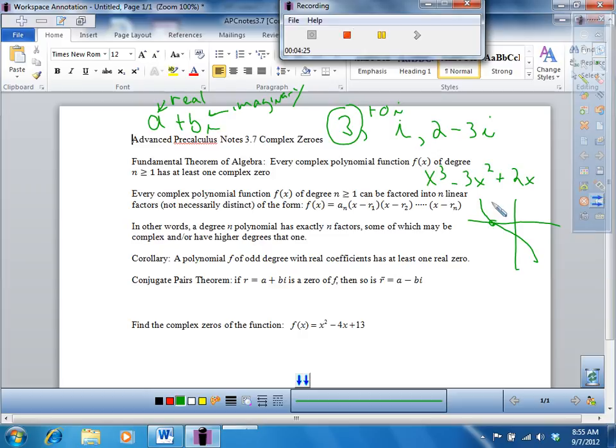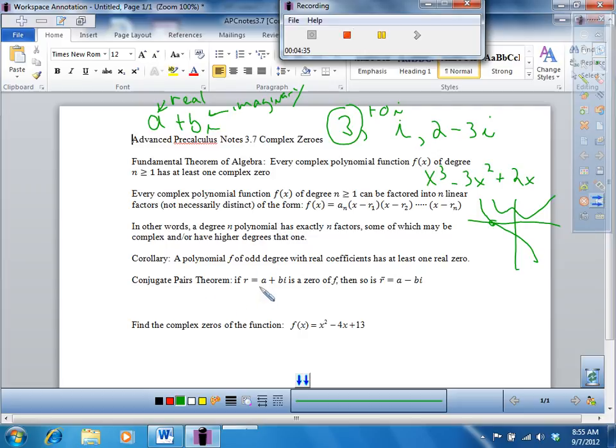If it's even degree, does it have to have a real zero? Hello? If it's even? No, because if you have an even degree function, it could look like a W, like that, could be pushed up. So you could have even degree functions that have all complex roots or zeros.